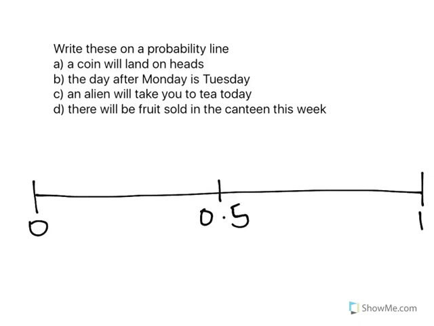Okay, so a coin landing on heads is even chance. It's either heads or tails. The day after Monday is always going to be Tuesday. An alien, I'm sorry, is not going to take you to tea today. They'll have much more important things to do. And D, there'll be fruit sold in the canteen this week. Now, unless you're watching this over half term, in which case that would be impossible, we are looking at highly likely. Okay.